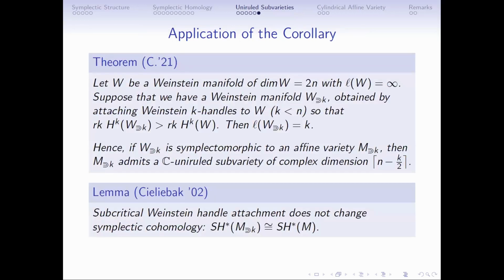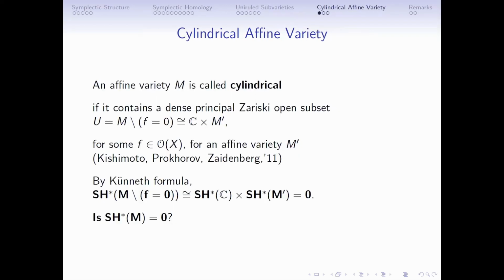One application is something pretty interesting, a cylindrical affine variety, which is defined as an affine variety such that, when some hypersurface is deleted, it becomes C times another affine variety. It's quite simple, a very strong condition. So a cylindrical affine variety, with the hypersurface deleted, becomes C times Y.